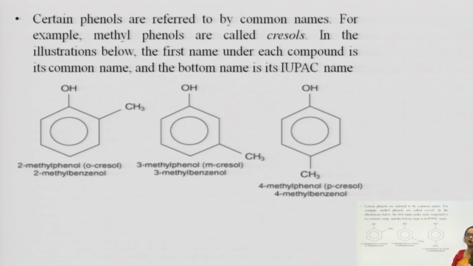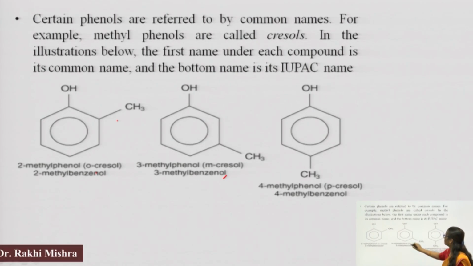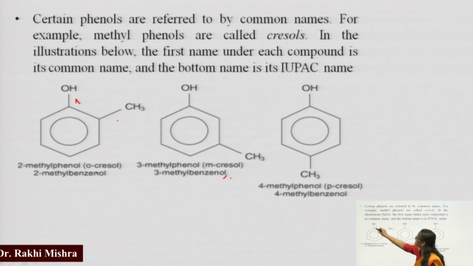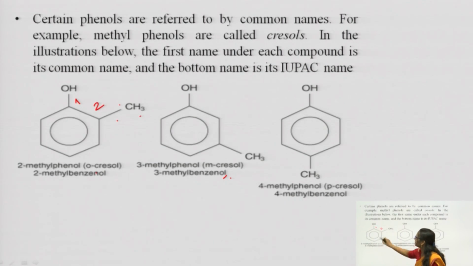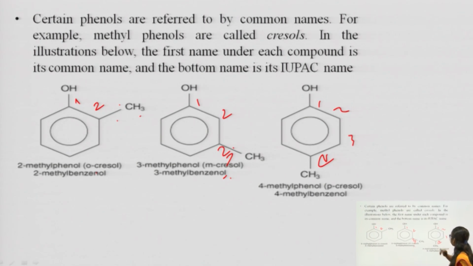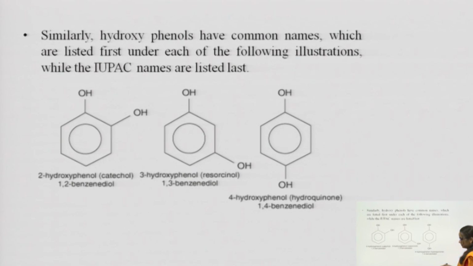Some common names are also given. If CH3 is attached to the ortho position, then it is given the name cresol, or if it is in the meta position, it is given the name metacresol, or by the IUPAC nomenclature, 1, 2, 2-methylbenzenol, or this is 3-methyl, 1, 2, 3, 3-methylbenzenol, and this is 1, 2, 3, 4, this is 4-methylphenol, or you can say benzenol, right. These are the other common names; you can see the structures.